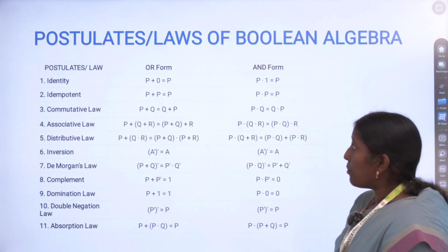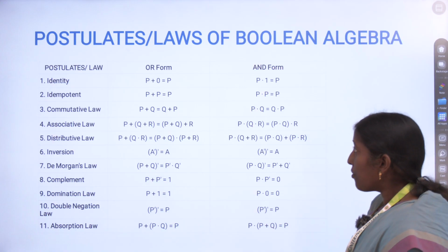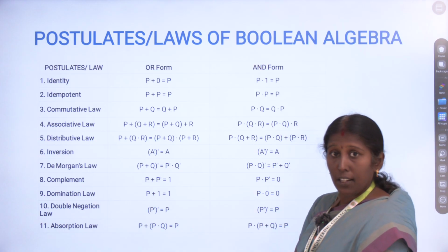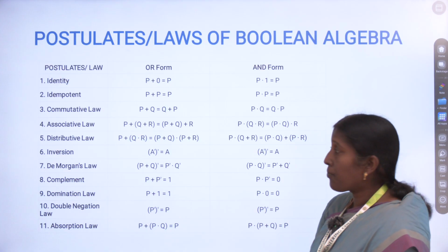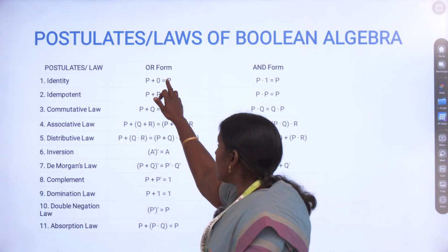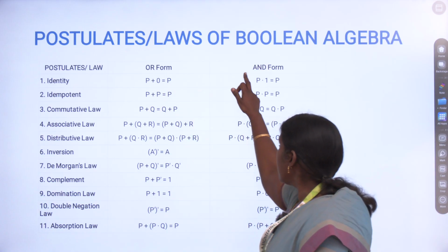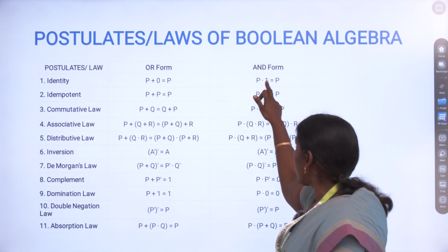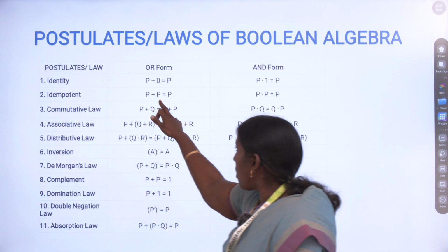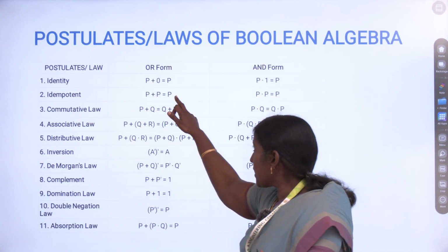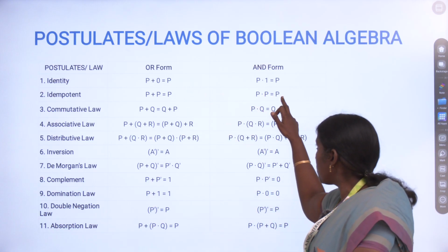Next we can deal with postulates and laws of Boolean algebra. In that, the postulates can be given in OR form or in AND form. So first postulate is identity. Identity in OR form is given by P plus 0 equal to P, and in AND form it is given by P dot 1 equal to P. Second law is idempotent. In OR form it is given by P plus P is equal to P, and in AND form it is given by P dot P is equal to P.